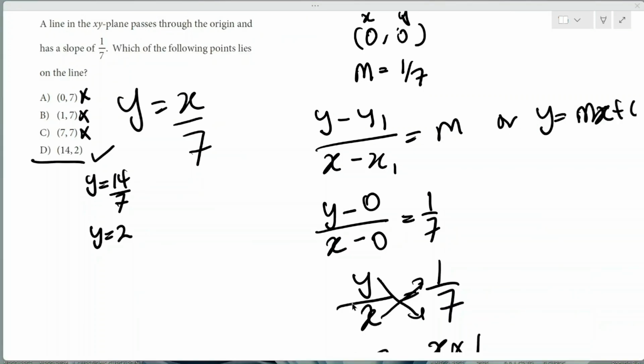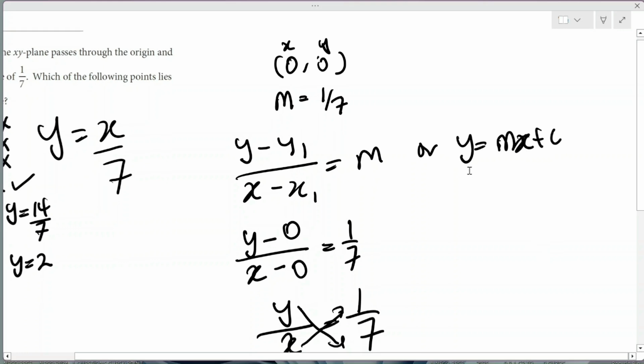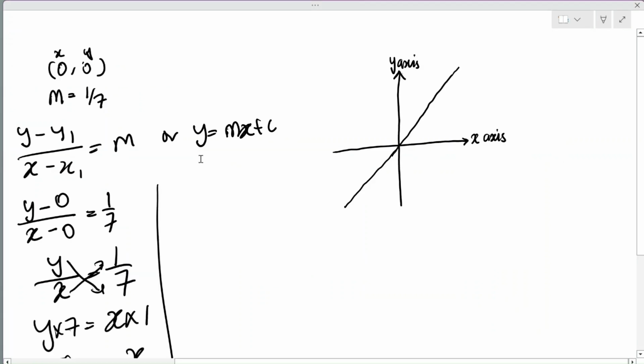So that's the proof. Remember, we also said we can find the equation of this straight line using this formula, where you have y equals mx plus c. To create the equation using y equals mx plus c, we need two values, which are the gradient, we have it, that's 1/7, and the constant, which is the y-intercept, that is where the line crosses the y-axis. The line crosses the y-axis at the point of origin. That's where y is 0 and x is 0. Therefore, we have our c as 0 and our m, the gradient, as 1/7.